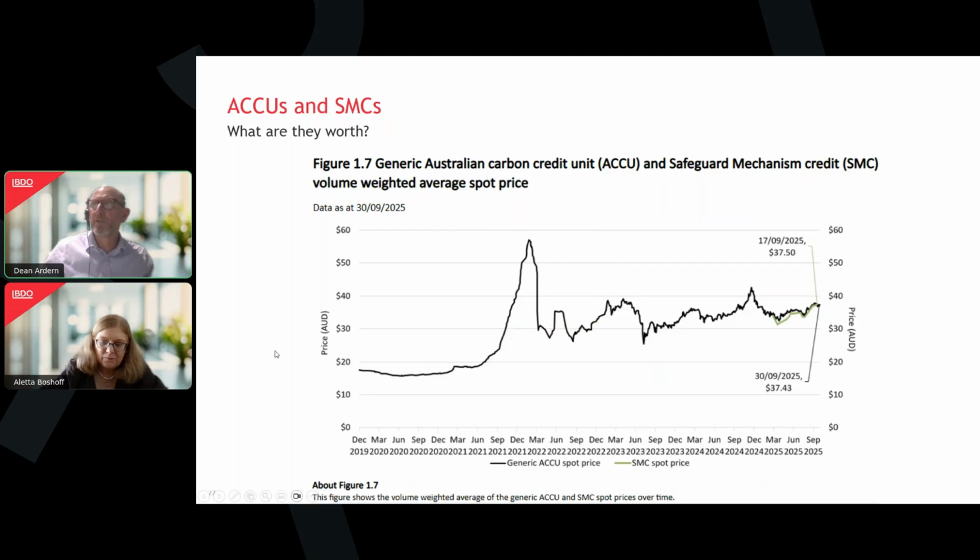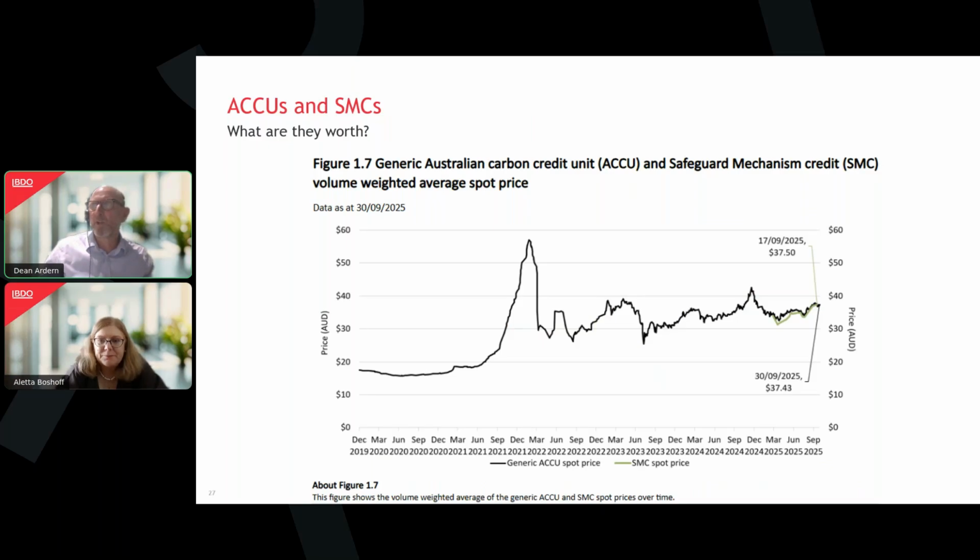Just out of interest, I thought I'd throw in this little diagram. It shows what the weighted average prices for ACCUs and the safeguard mechanism credits have been doing for the last couple of years. You can see that the market's really starting to trend towards a more consistent pricing mechanism. Obviously at the start it was a bit all over the place, but now it's certainly trending towards it. You can see there's slightly different pricing for the safeguard mechanism credits as compared to the ACCUs. Not surprising, you would expect them to be close in price though, because they are relatively substitutable for the entities that are most likely to use them.